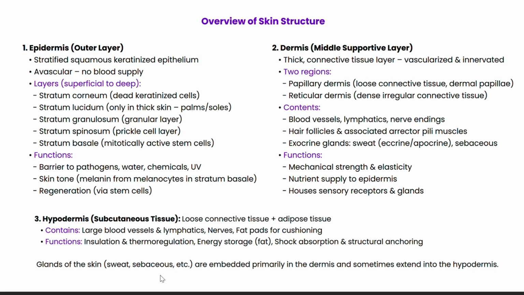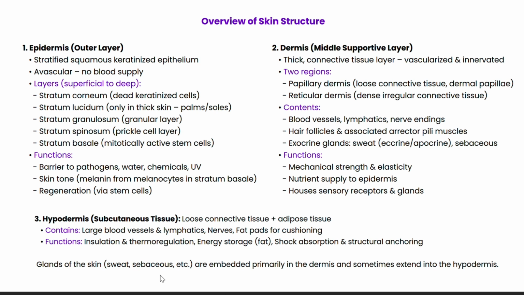It's thicker and made of connective tissues. It contains blood vessels, nerves, and lymphatics. Also, hair follicles, erector pili muscles, and most importantly, skin glands like sweat and sebaceous glands. It is divided into two parts: the papillary dermis, the upper looser tissue, and the reticular dermis, the deeper, denser layer. And this layer gives skin its strength and flexibility.